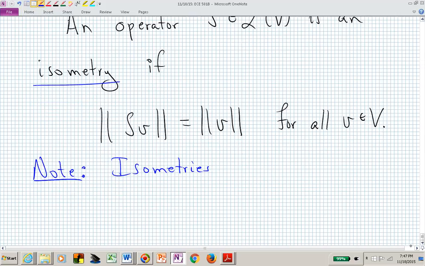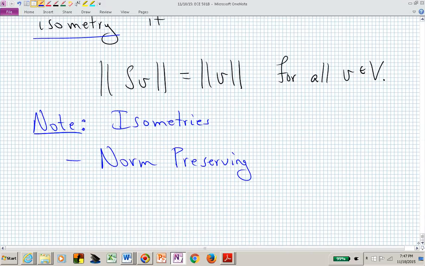Let's just make some notes. One is that this isometry operator preserves the norm, or we could say it's norm preserving. We don't change, we don't scale, we don't influence the norm of a vector by operating on it by S. And this isometry S is a generalized rotation.